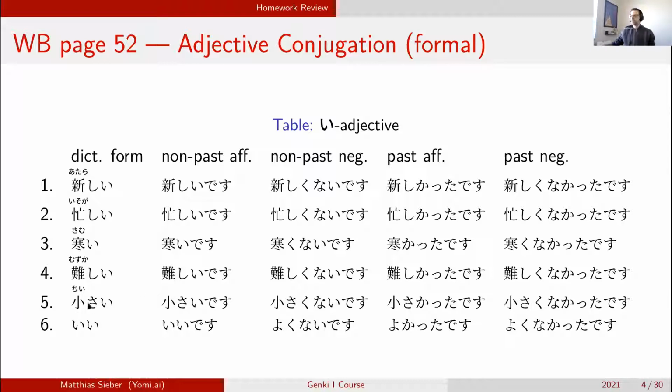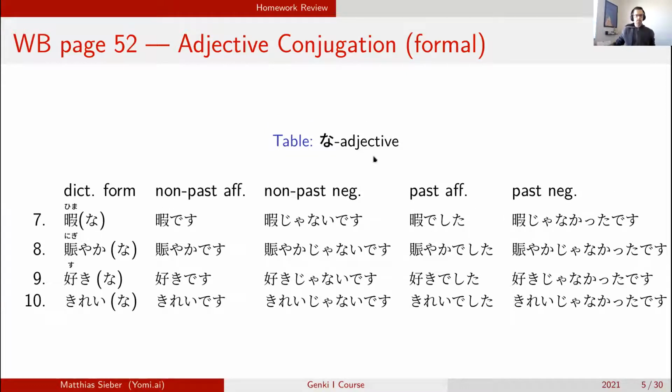Pointing out that it's chi and then another i, right? So chiisai. And then of course we have ii, good, right? We have ii desu, and then everything else conjugates with the older dictionary form, which is really yoi. So we have yokunai desu, yokatta desu, and yokunakatta desu.